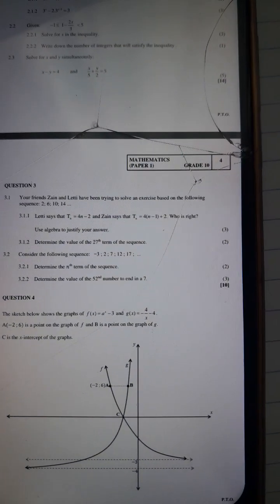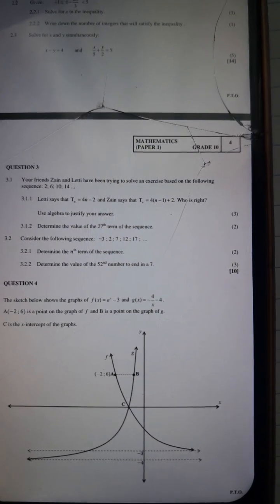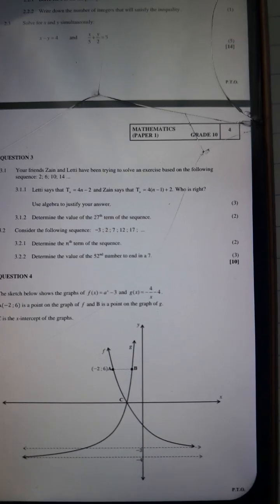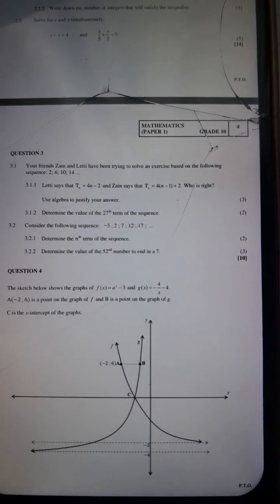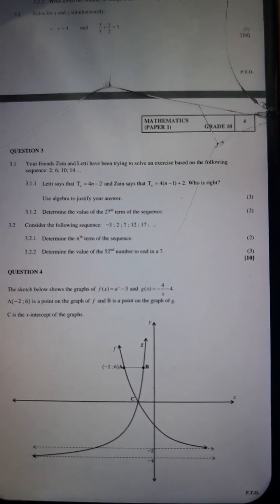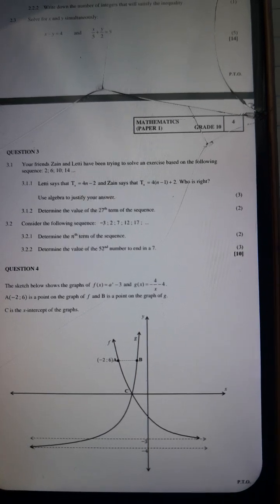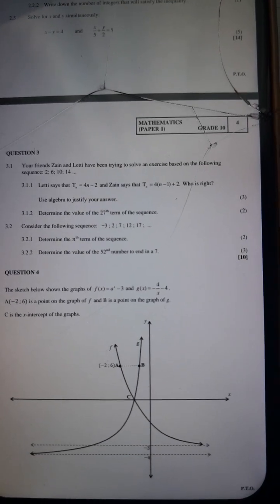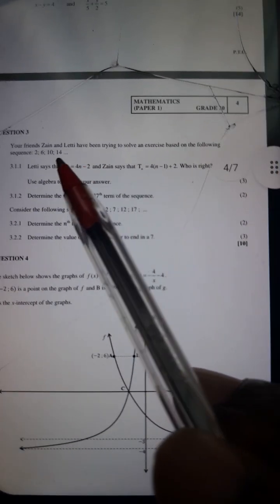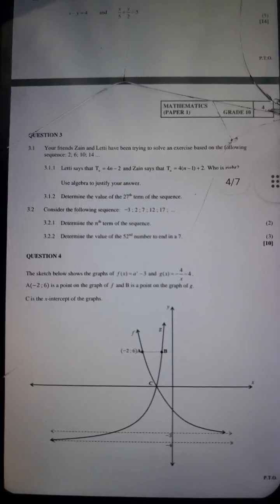Hi guys, in this video we will be looking at question 3 of the November 2022 Grade 10 Paper 1, as we are preparing for the November 2024 Paper 1. We will be looking at question 3, which is 10 marks. They said that your friends Zain and Letty have been trying to solve an exercise based on the following.